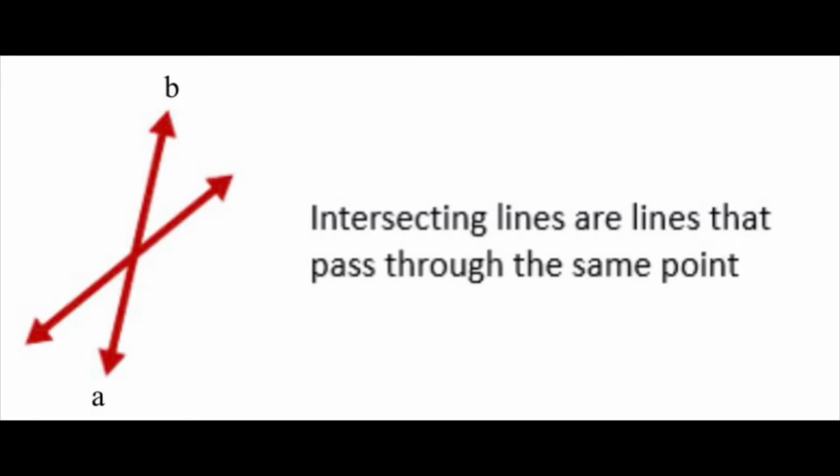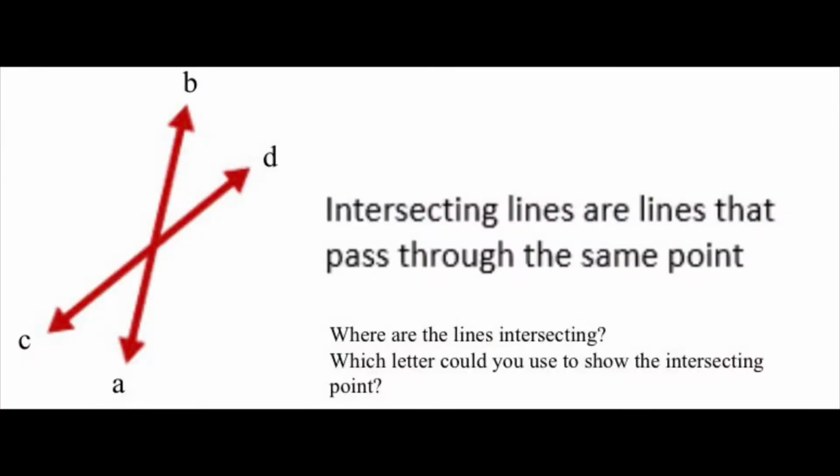So here, I've labeled the points A and B. What do you think I'm going to label the next line? A, B. You need to know your alphabet. Okay, the next line is C and D. Easy. But here's the last question.